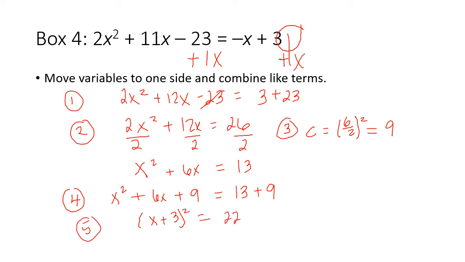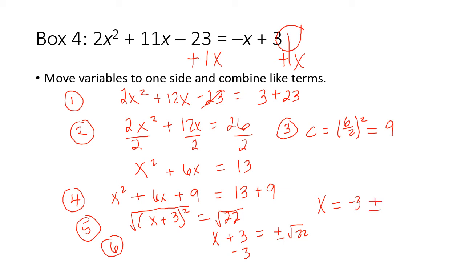Step 5, factor and simplify. And now we're at step 6 where we're going to solve. Opposite of squaring is to take the square root. So I'm left with x plus 3 equals plus or minus the square root of 22. Subtract my 3. My answer is x equals negative 3 plus or minus the square root of 22.